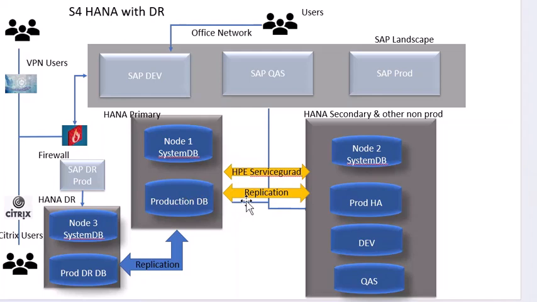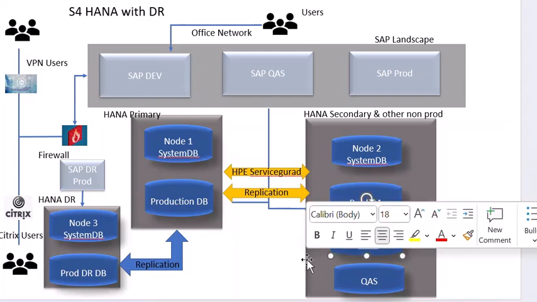Another one we call replication. Between primary and HA, we have replication enabled. So whatever change is happening on the primary side will go to the secondary node. Along with that, the development and quality systems will remain the same.